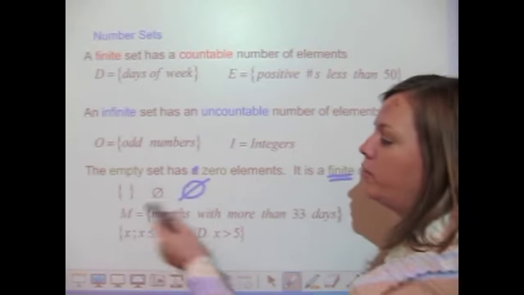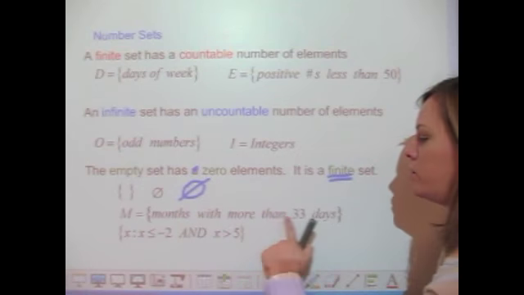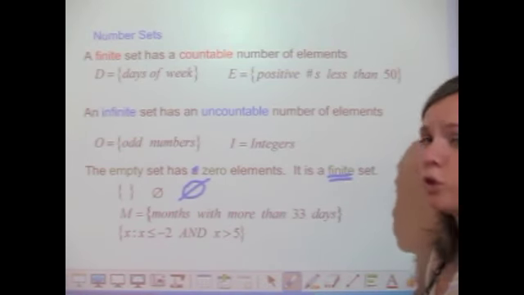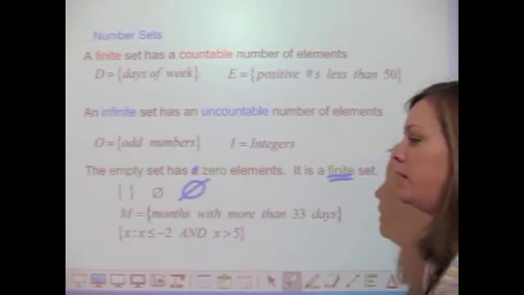So for example, if we had the set M, which was defined as months with more than 33 days, there's no months with more than 33 days. So that would be an empty set.